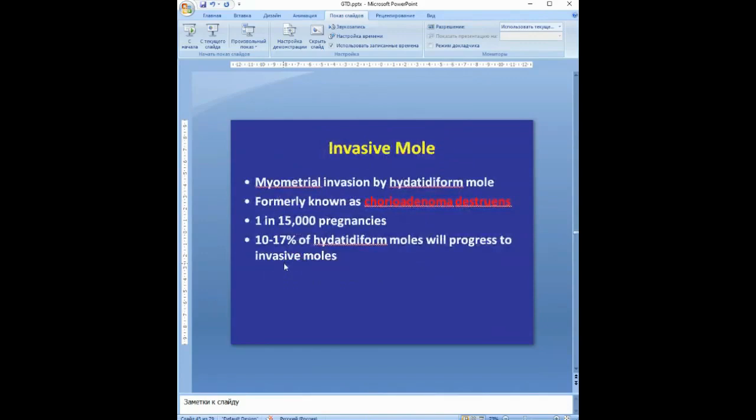Invasive mole. What is typical for this pathology? Myometrial invasion by hydatidiform mole, formerly known as chorioadenoma destruens. The incidence is 1 in 15,000 pregnancies. From 10 to 17% of hydatidiform moles will progress to invasive moles.